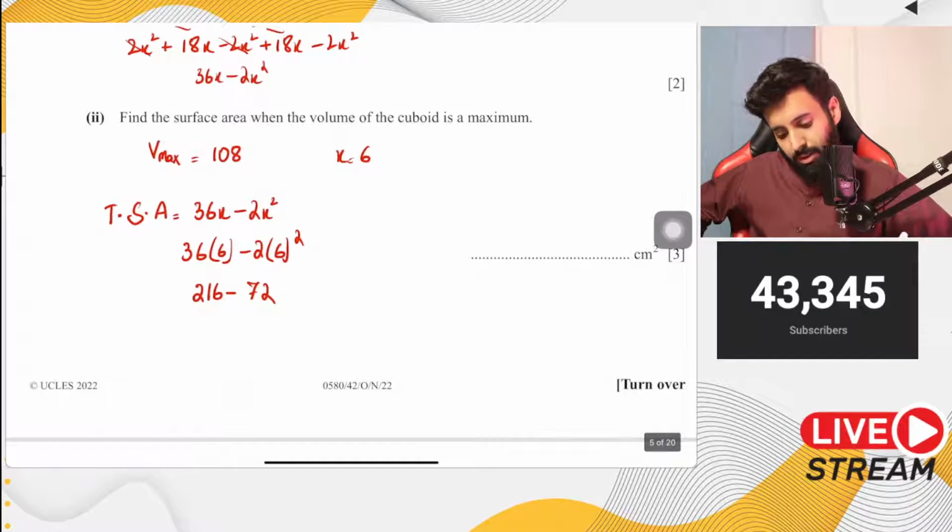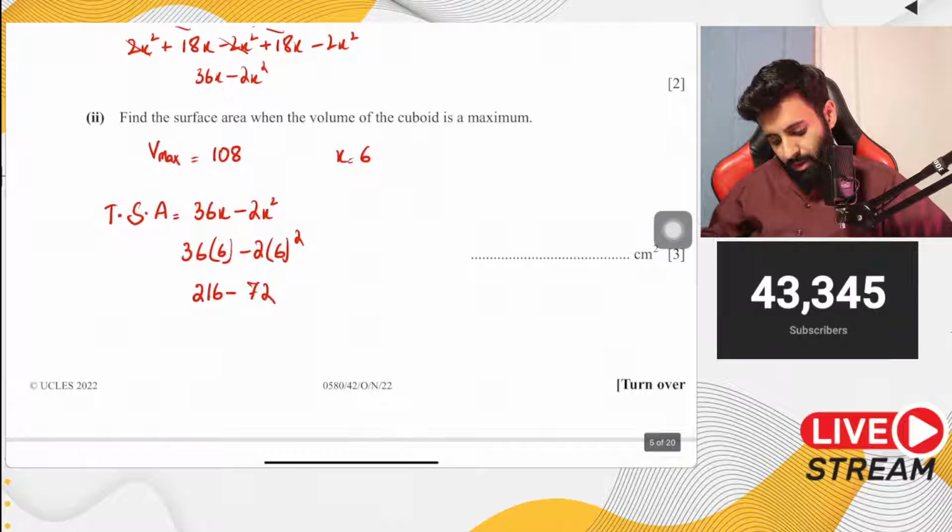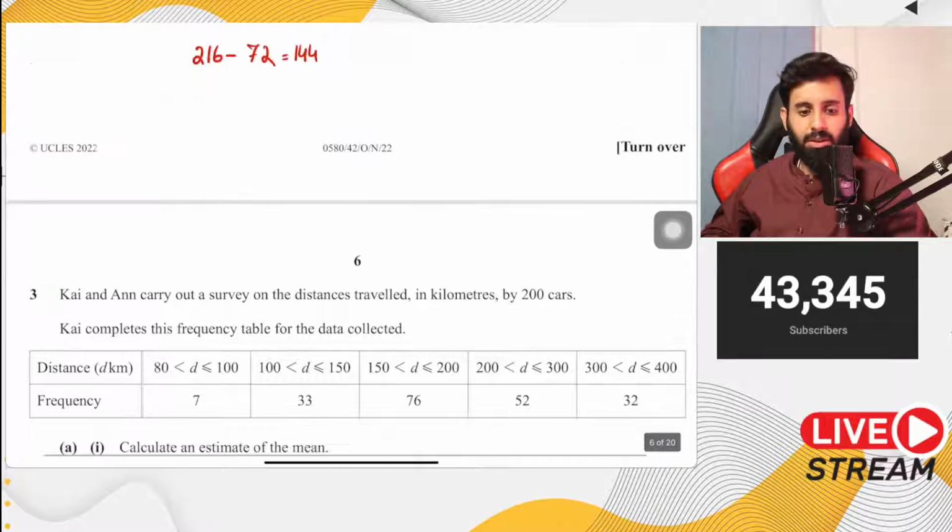So if you work that out, now we need a calculator. 216 minus 72, which is equal to 144. So there you go. That's the answer. So that's question number 2 done.